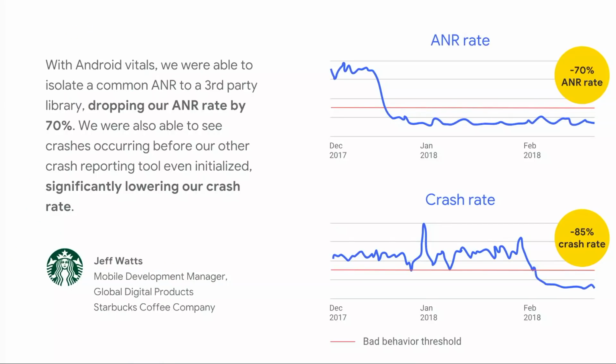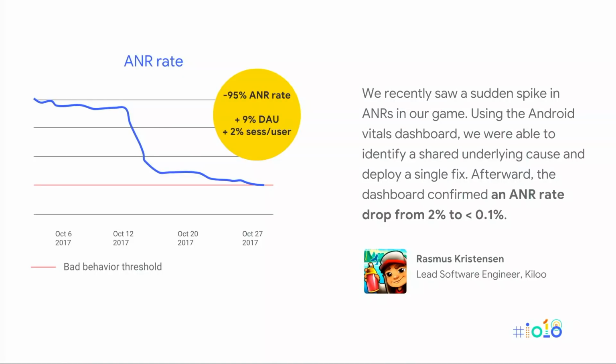These are impressive stats. Now, it's worth calling out that Vitals, and this is a common misconception, is not just for apps. It's equally relevant for games. A great example comes from Kaloo, developers of the super popular Subway Surfers app, which was actually the first game to pass the 1 billion install mark on Google Play. When Subway Surfers started using Android Vitals, they discovered a sudden increase in ANR rate, used the reports to identify a cause and pushed a fix, and saw a reduction of their ANR rate from 2% to below 0.1%, a 95% reduction.